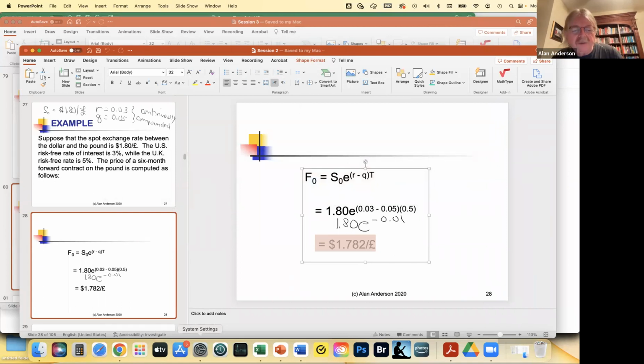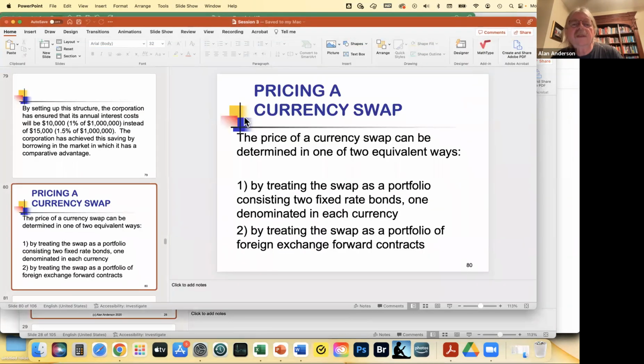So here we go. Where were we? Oh, yes, here it is. So that's the first approach: two fixed rate bonds, one in each currency. And then that's what we've done. And then the swap is a portfolio, I guess you could call it, of foreign exchange forward contracts.